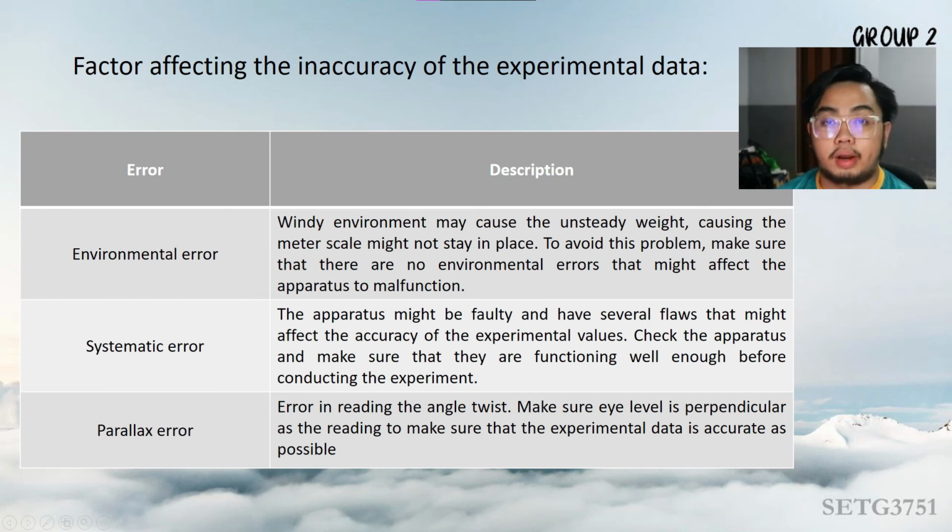Finally is our parallax error, which is the error in reading the angle of twist. Make sure the eye level is perpendicular to the reading, to make sure that the experimental data is as accurate as possible. So that is all for my part. I will pass on to the conclusion. Thank you.